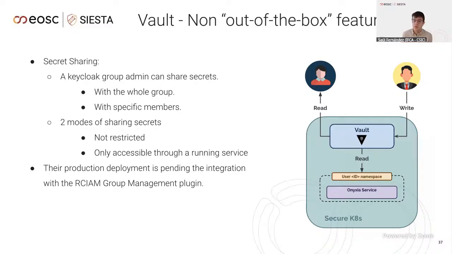There is another option of sharing secret, that is the restricted one, in which users are not allowed to access the secrets from outside the platform, but they can use those secrets on the services they are deploying inside the platform. So the secrets are not accessible from the outside, but are accessible from the inside in the form of configuration for the services. This is not in production yet because this functionality depends on the integration with the group management plugin of Keycloak.